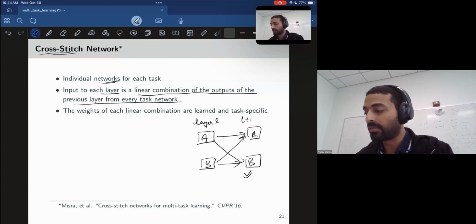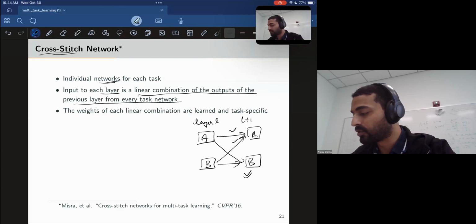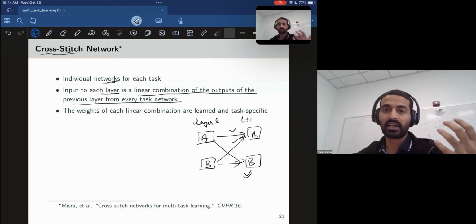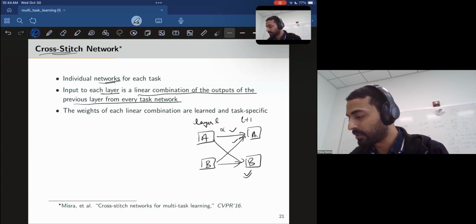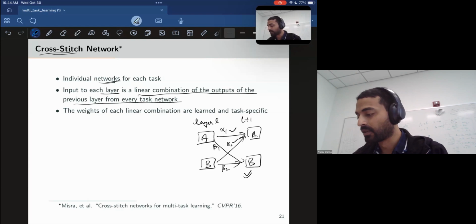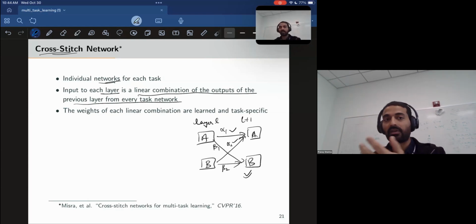And then how you combine these, what are the weights you will use? These can be specific to different tasks. So for example, this alpha 1, alpha 2, and beta 1, beta 2. Alpha 1 can be the same as beta 1, alpha 2 can be the same as beta 2, or they can be different.